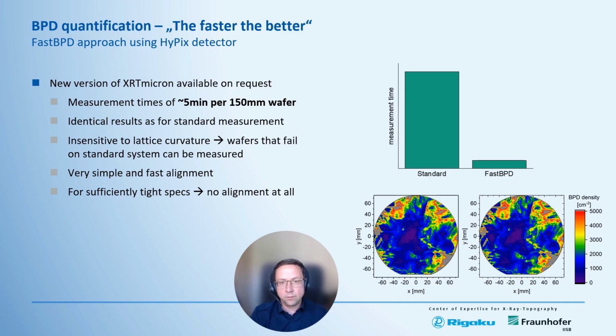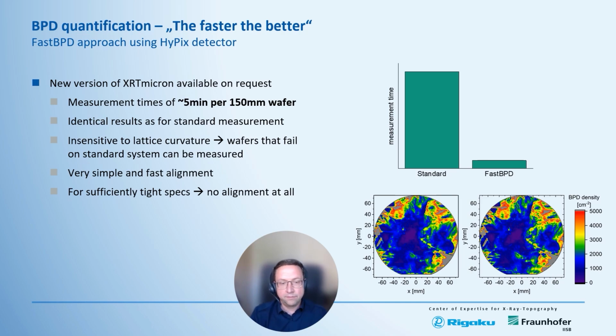Also here, there's the clear credo: the faster the better for industry application. Three years ago, we started with our standard approach, which gives a measurement time of 1.5 hours. And now we have reached the stage that you can easily measure the basal plane dislocation density on a full wafer scale for a 150 millimeter wafer within 5 minutes, which is a real breakthrough in terms of defect detection on silicon carbide wafers.